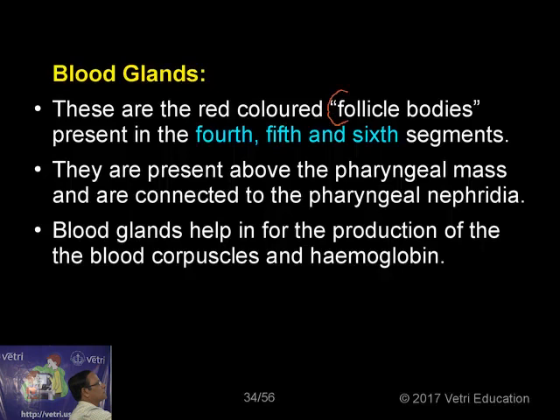So what are blood glands? These are nothing but red colored follicle bodies. They are concerned with the production of the blood cells and also hemoglobin, present in segments 4, 5 and 6, where you have just normally the pharyngeal nephridia present.